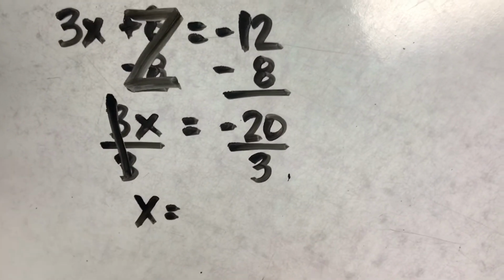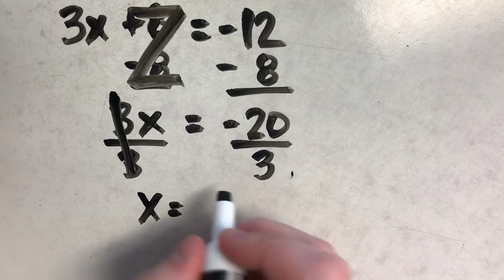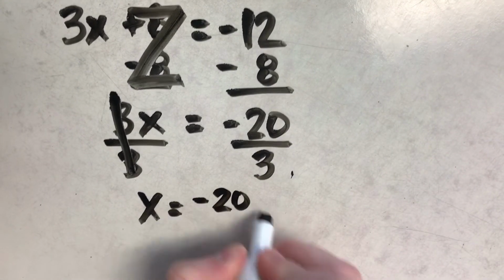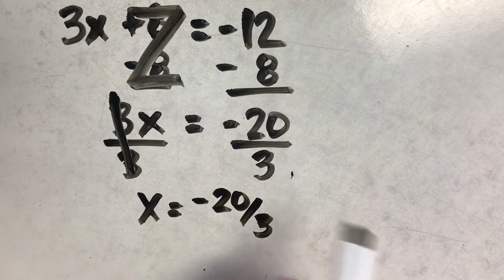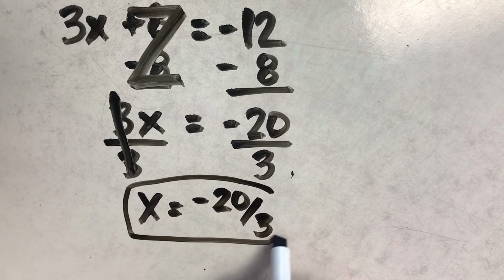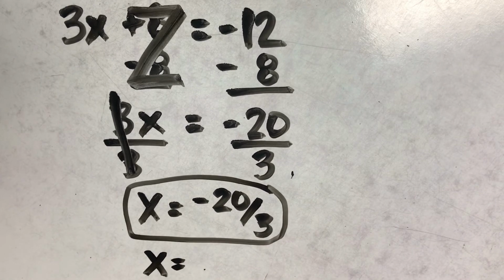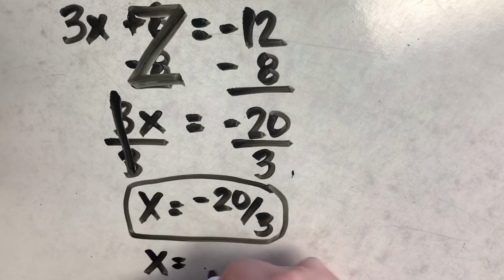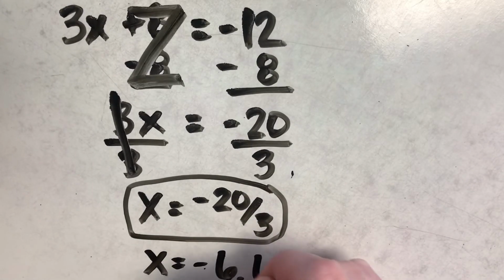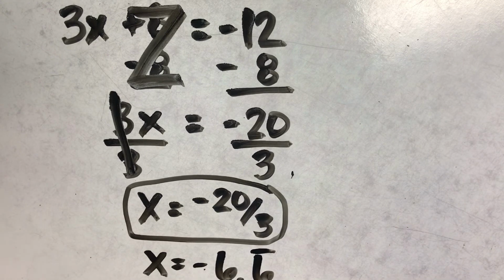I'm perfectly fine if you just want to leave it as a fraction. Say negative 20 over 3. That would be acceptable. Or if you wanted to go ahead and turn it to a decimal, that's okay for now. And that one is going to be negative 6.6 repeating. So either one of those are fine.